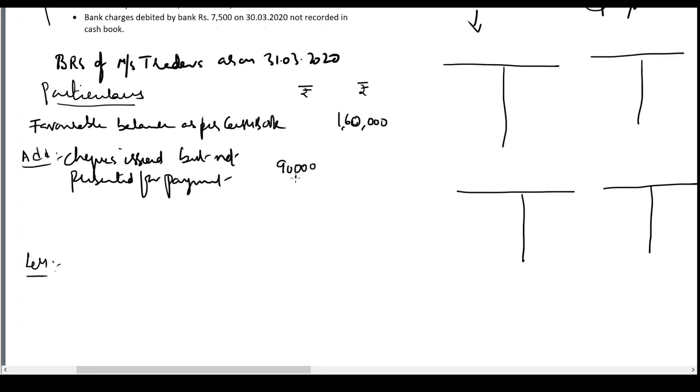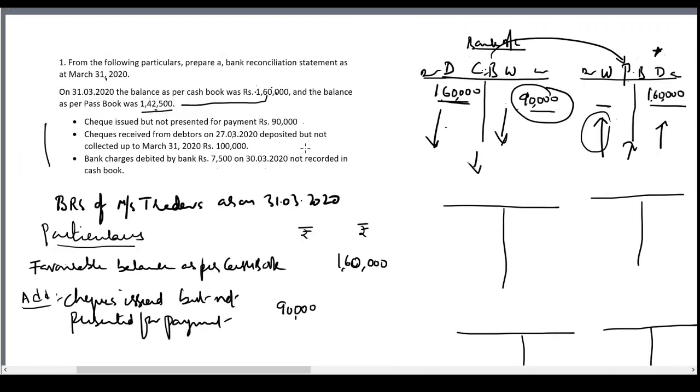90,000 rupees will be added. Why I have added it, I have explained already to you. Next, let us see the next reason for the difference. Check received from debtors on 27th March 2020, deposited but not collected up to 31st March 20, rupees 1 lakh. So I'll prepare a fresh working note so that it is not cluttered.